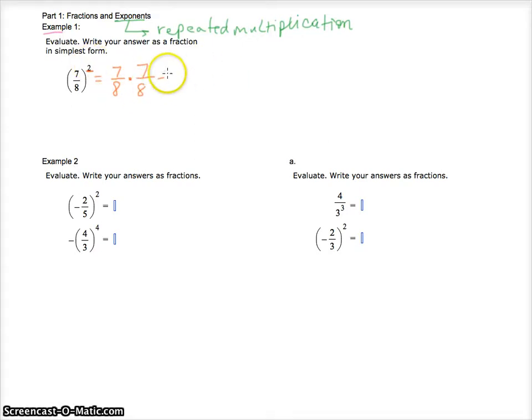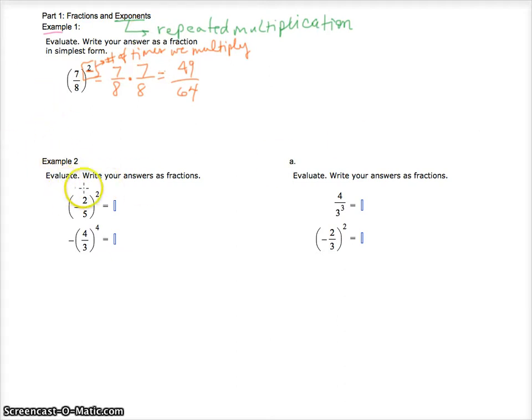When we do this, we're going to get 7 times 7, which is 49, and 8 times 8, which is 64. So the exponent is the number of times we multiply. It was to the second power, so I multiplied twice. Let's look at another example.